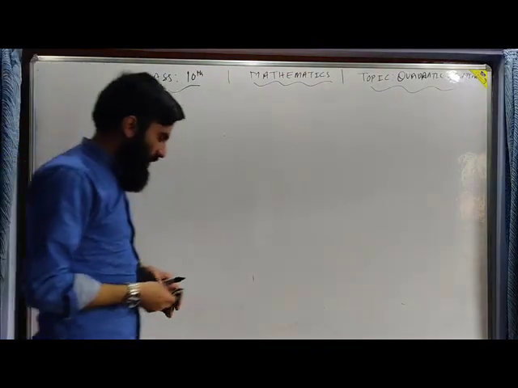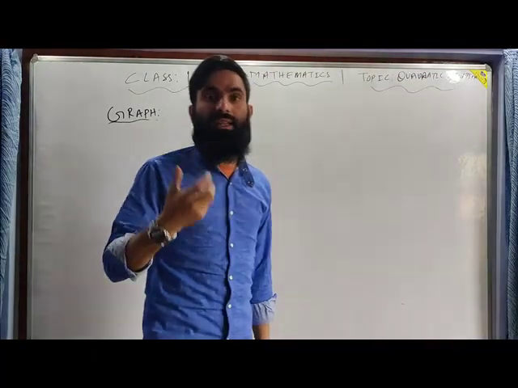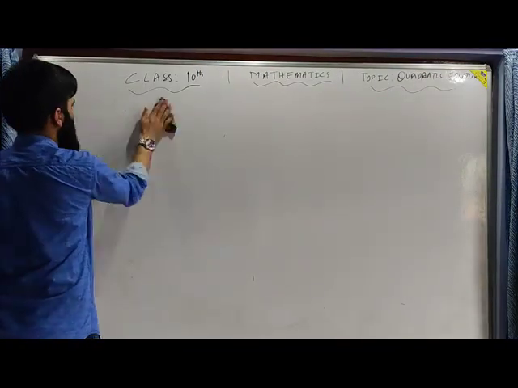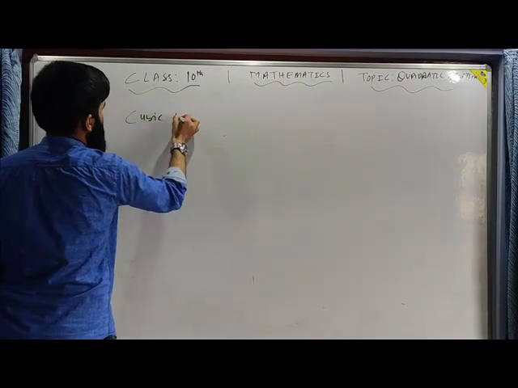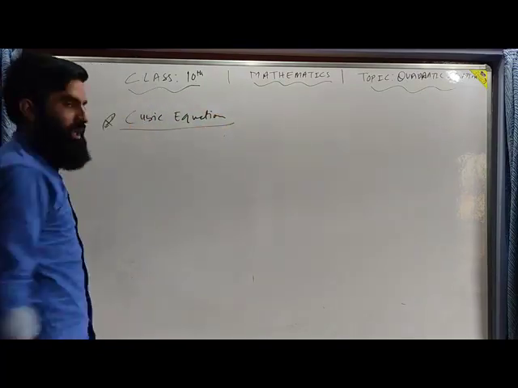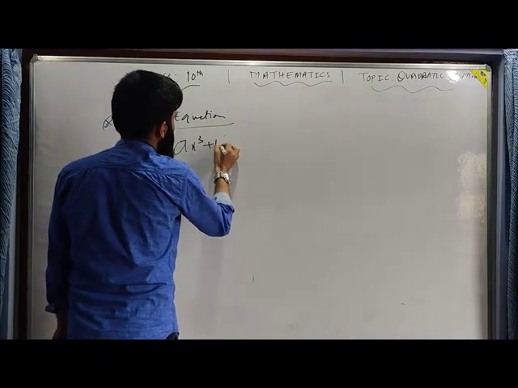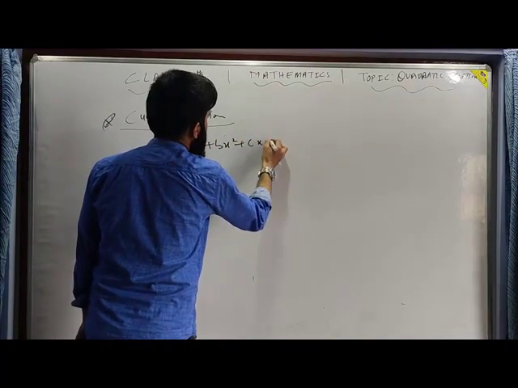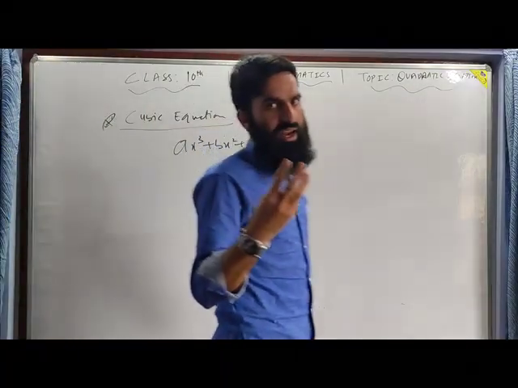Now, today we are also going to discuss, I will just give you a little bit of introduction regarding the cubic equation, okay? What is a cubic equation? The general form of a cubic equation is ax cubed plus bx squared plus cx plus d is equal to 0. An equation whose degree is 3 is called a cubic equation.